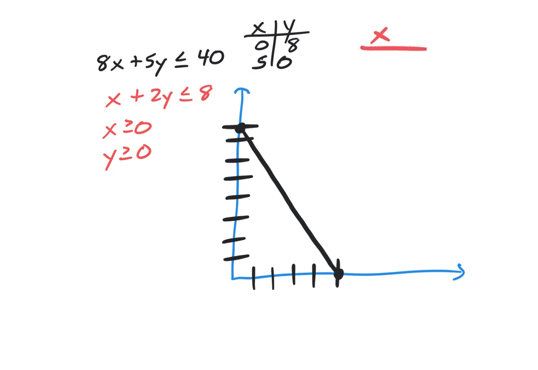Okay, and we're going to do the same thing for the second standard form inequality. Once again, I'm going to do my x-intercept and my y-intercept. If I plug 0 in for x, I get 2y equals 8. 8 divided by 2 is 4. If I plug 0 in for y, cover it up, I get x equals 8 because there's nothing to divide by. So this would be 0, 4, 8, 0.